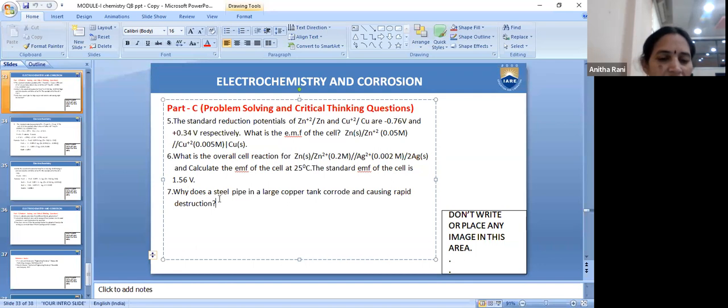So you have to write the reason. For the seventh question, I have also sent you part C and given you the answers. See the answers and learn them perfectly so that you can write them when you get to the exam.